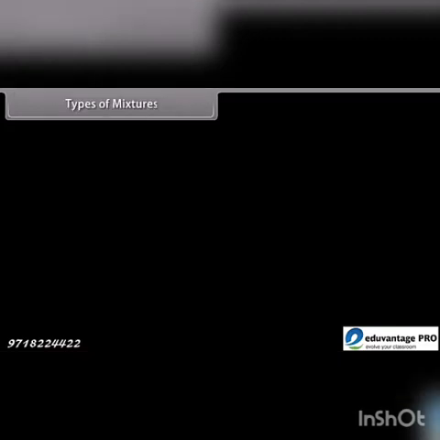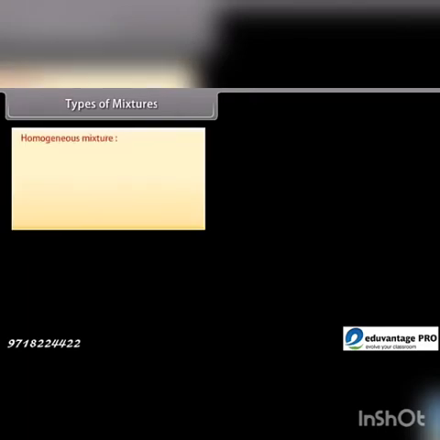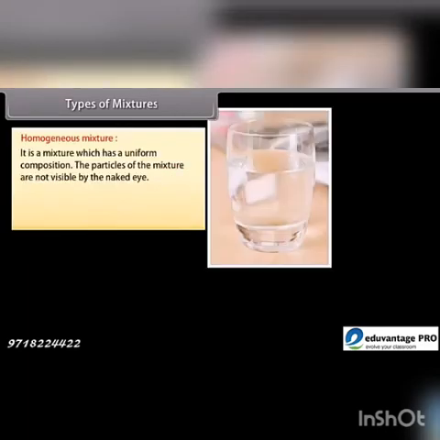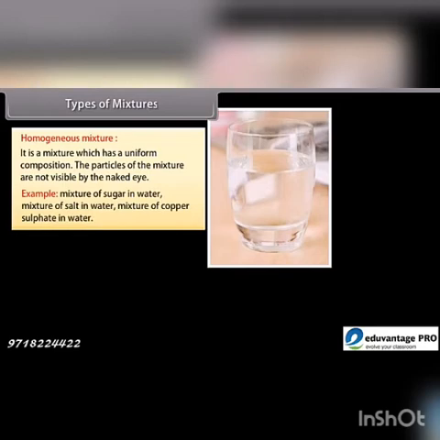Types of mixtures. Homogeneous mixture. It is a mixture which has a uniform composition. The particles of the mixture are not visible by the naked eye. Example, mixture of sugar in water, mixture of salt in water, mixture of copper sulfate in water.